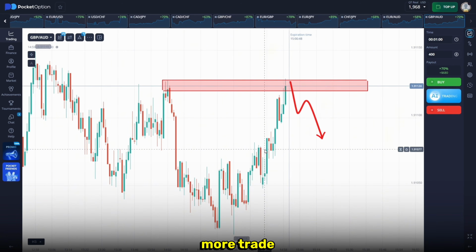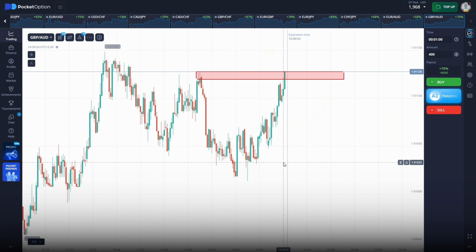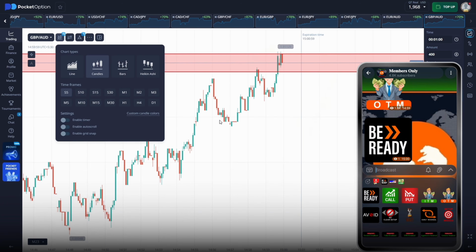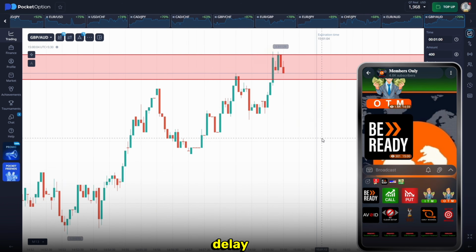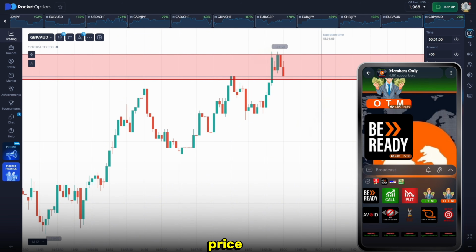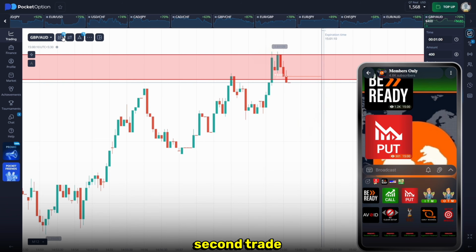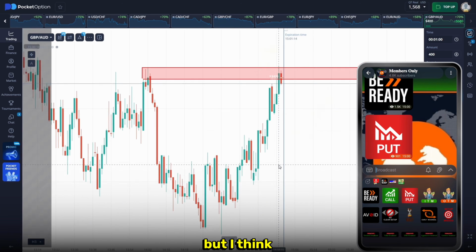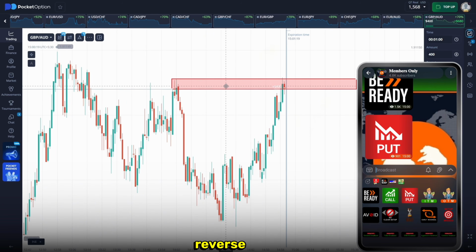so I will take one more trade here because chances of reversal are really high. Let's open 5-second chart. Price, okay, it will reverse. Sometimes we can see a delay in reversal, but in reality the price will reverse. Yes, we have confirmation, and I have placed the second trade using the same zone. The last trade we lost, but I think this time we are going to win this trade because the price ultimately has to reverse from this zone.